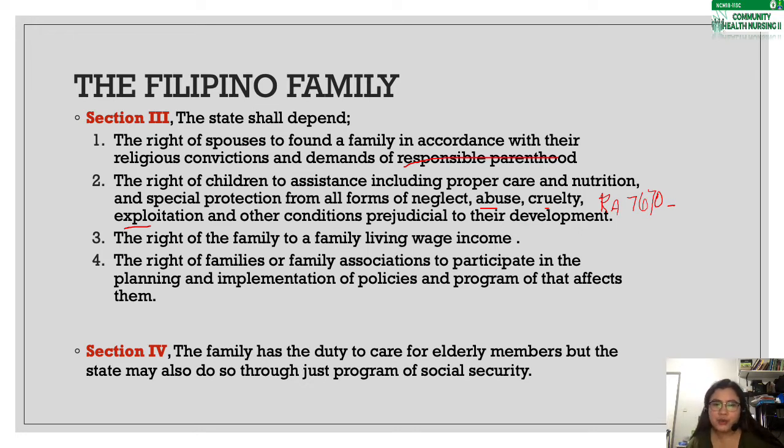We also have section 4: the family has the duty to care for elderly members, but the state may also do so through a just program of social security. So if ever the family members are the elderly, it is the responsibility of the family, the younger ones, to take care of the elders, the elderly members of the family.